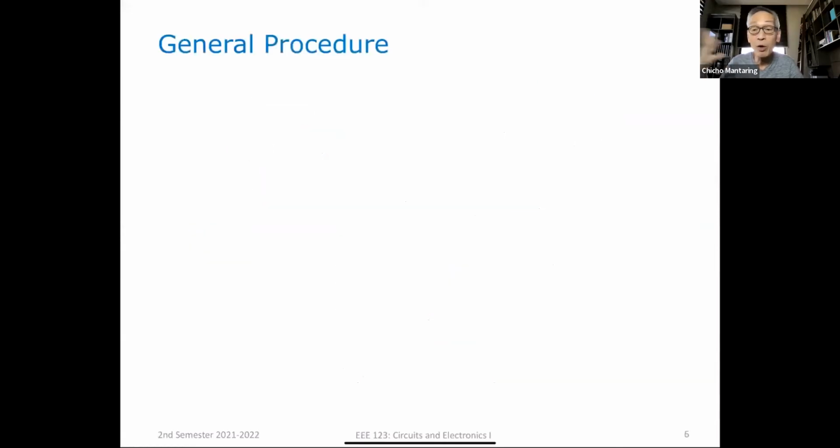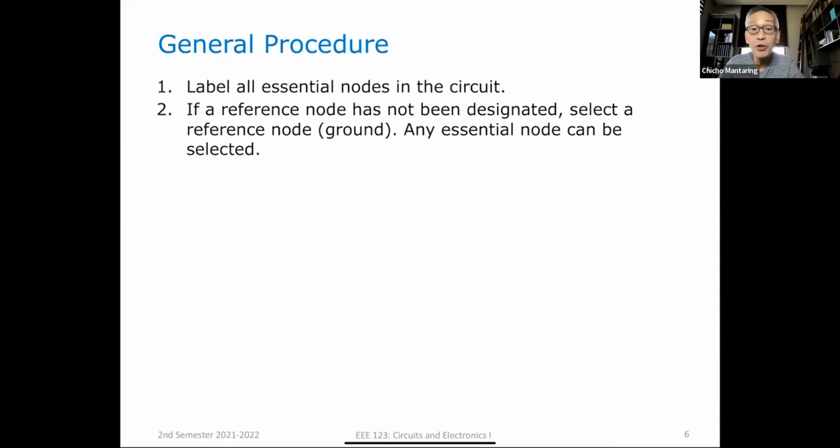So I'm going to give you the general procedure. Ano yung general procedure? Okay. First, you label all essential nodes in the circuit. Second, if you don't have a reference node yet, kung walang designated reference node, select a reference node, no? Quote unquote a ground, and we can choose any node to be a reference node.